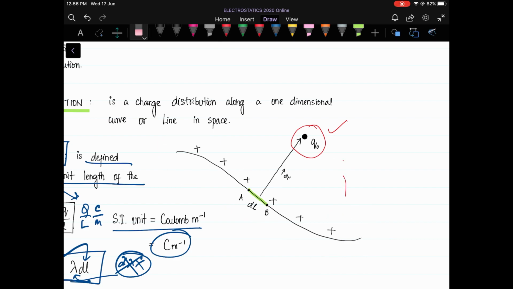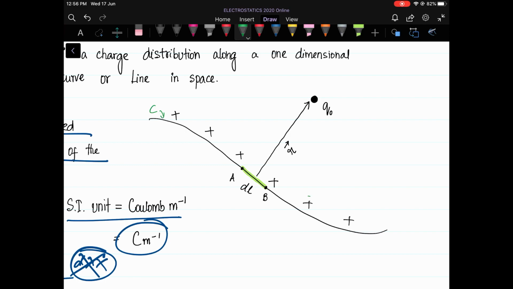In order to do that, let's say we have a curve with charges being present or distributed uniformly on this curve with a density, let's say lambda. I'm saying that we know the density of this distribution. That means how much charge is present in every meter of it, we know it. Let's take up a very small portion of this length and let's call it AB. The length AB here is denoted by length DL.